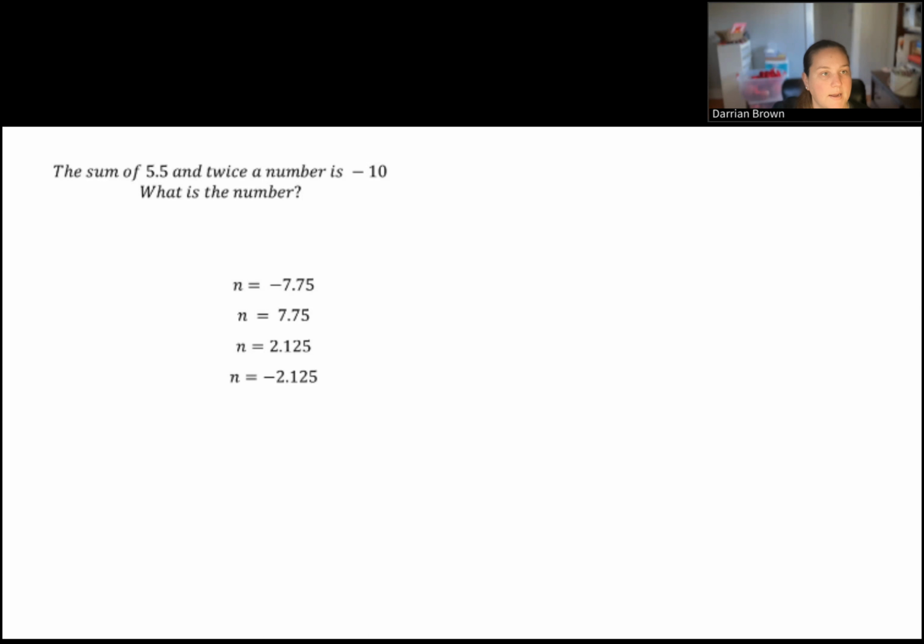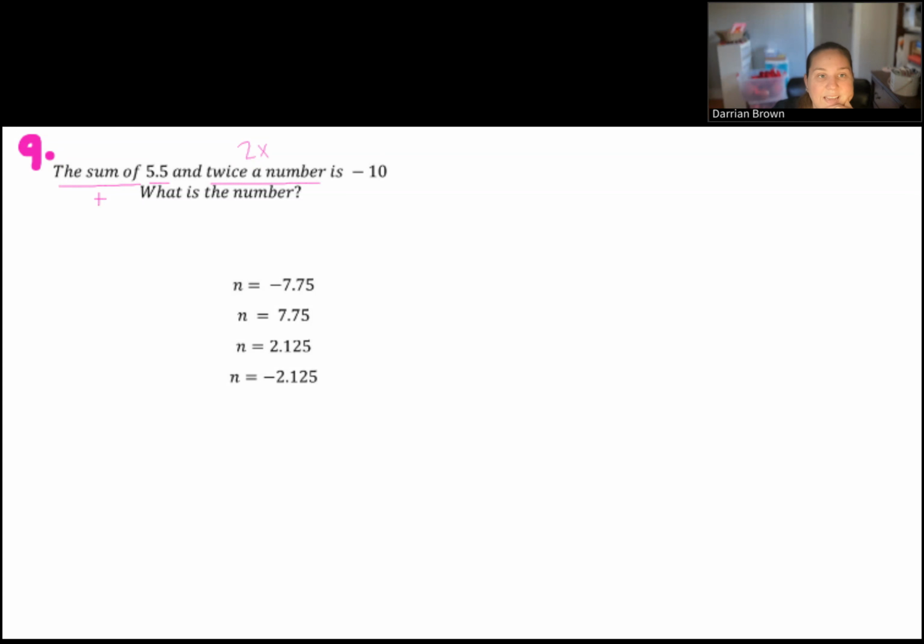This is number 9. Again, for this one, we have to model. However, it asks us what the number is. So we have to model the equation and then solve it. Okay, so let's break down the statement first. It says the sum of, that tells us we're going to add something, 5 and twice a number. So I'm actually going to underline 5.5 and then twice a number. Now, twice a number is 2x because we don't know what the number is. We just know that it's 2 times some number.